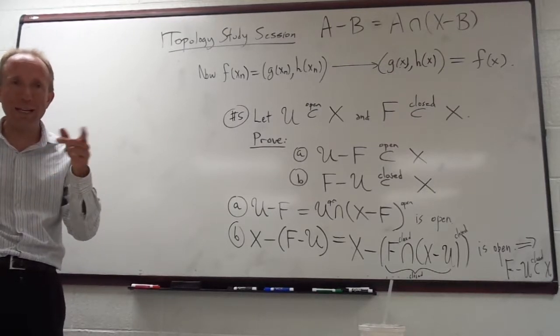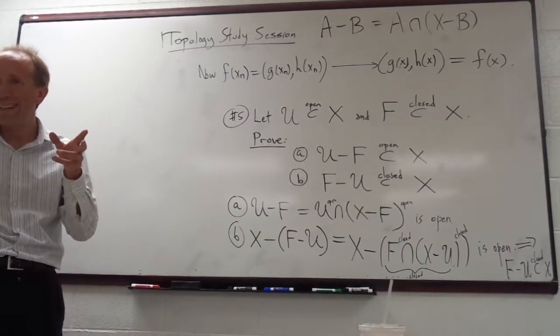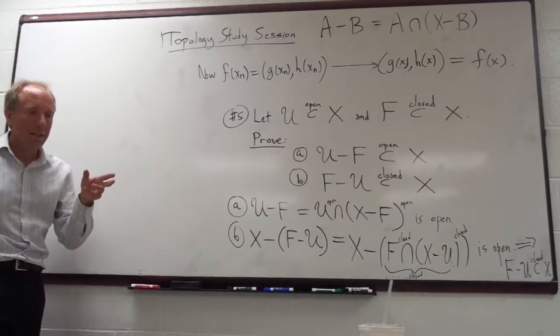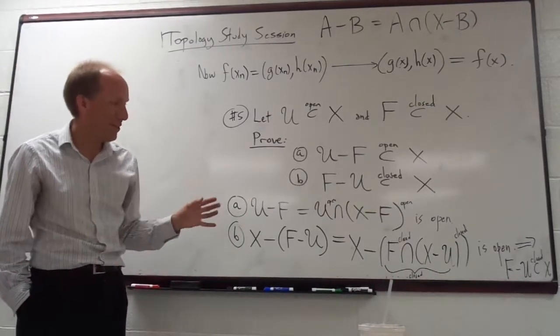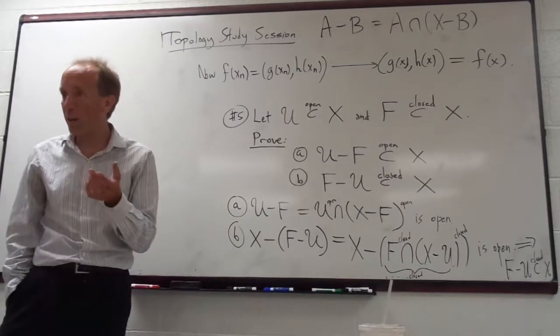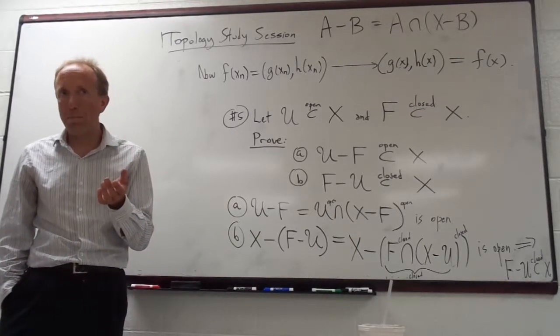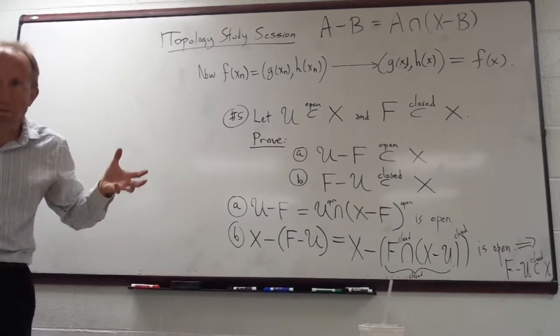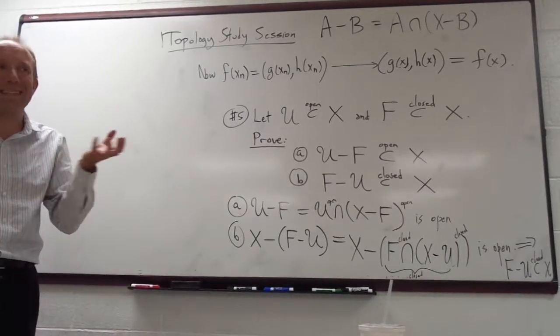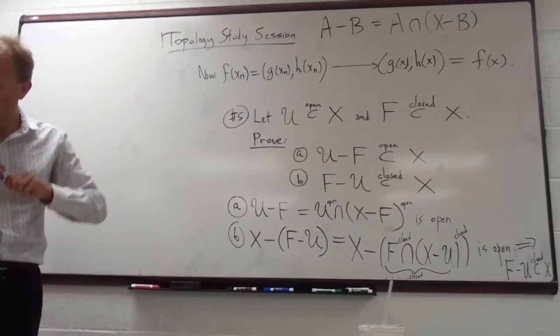And everything I just said is reversed for closed sets. So if I take arbitrary intersections of closed sets, they're going to stay closed. But if I have a bunch of closed sets and I take a union, it has to be a finite union of closed sets in order to stay closed.